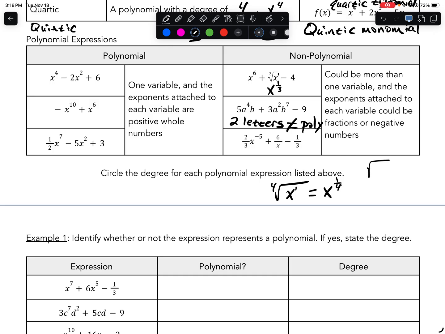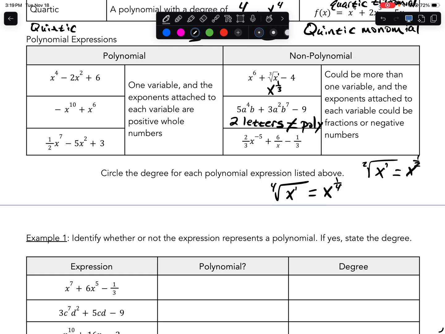Because if I just wrote this, you might be like, well, how about that? Is that a polynomial? What does this equal? X to what power? First. Nope. It's a square root. What root is it? 1/2, right? Square root is the second root, so it'd be x to the 1/2 power, also not a polynomial.